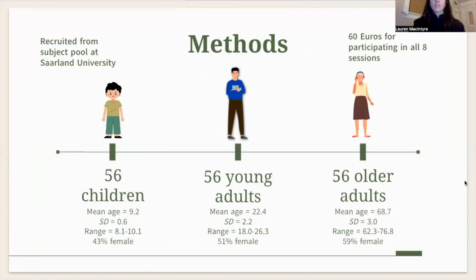Moving on to the methods. So all of the subjects were recruited from a university in Germany, and they were all paid for completing all the sessions. And then participants were divided into 3 age groups. So we have children, young adults, and older adults, 56 in each group. So the mean age for children was 9.2. For young adults, it was 22.4. And for older adults, it was 68.7.